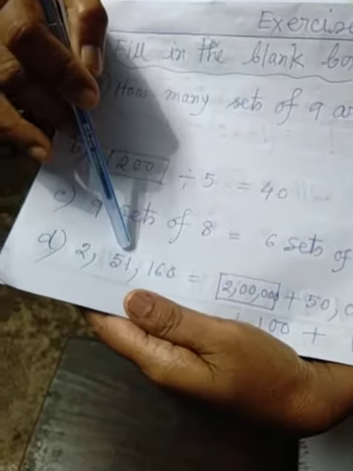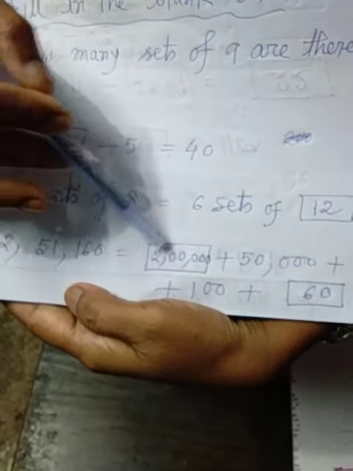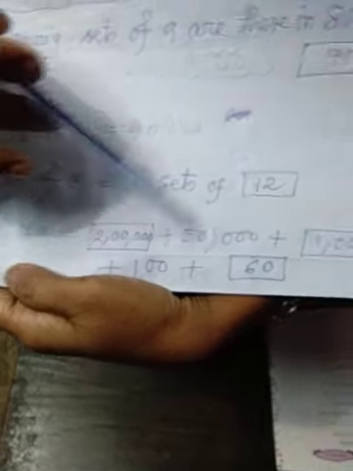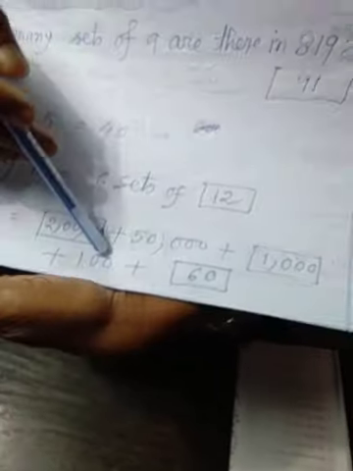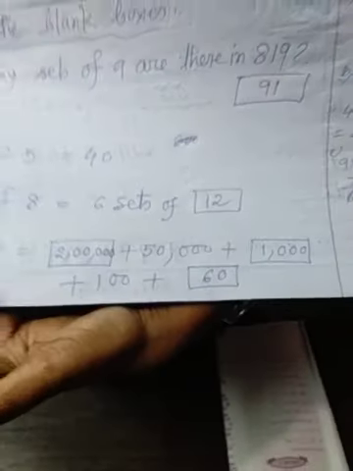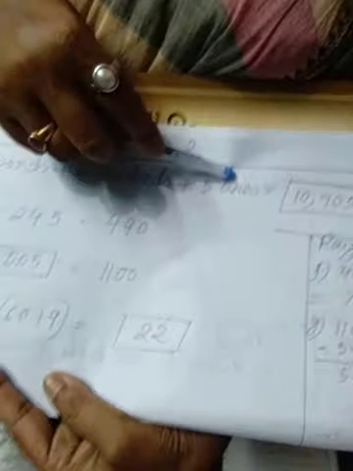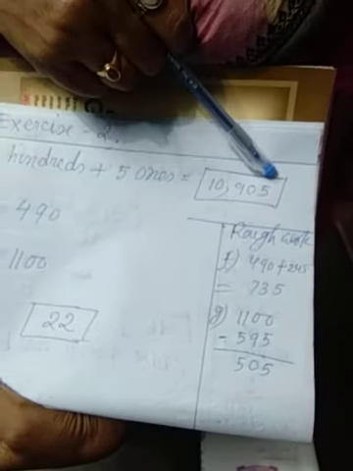Okay. D. 2 lakh plus 50,000 दे दिया plus 1,000 plus 100 plus 6 tens. That is 2,51,160. Express the number in expanded form. E. 10,000s plus 900s plus 5 ones. Short form: 10,905. Okay.